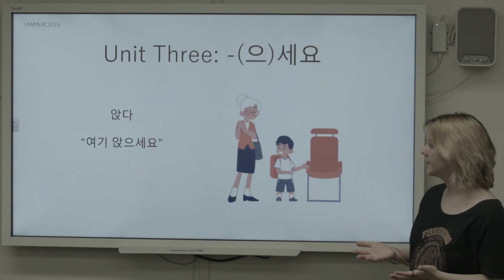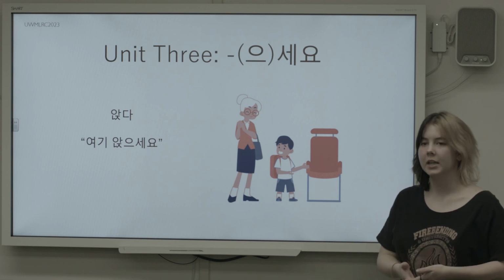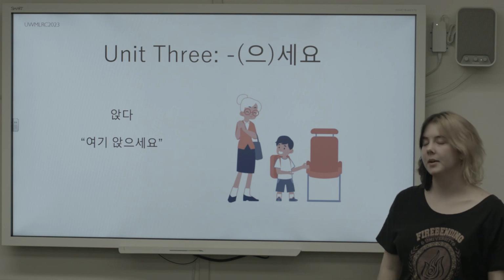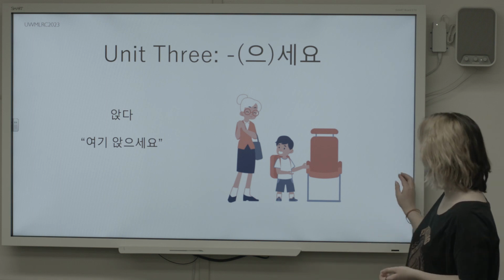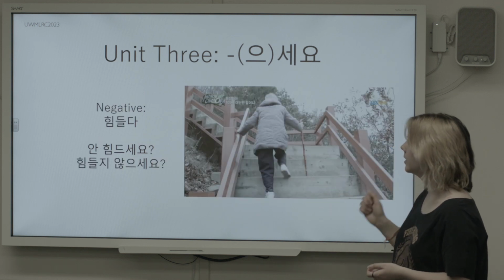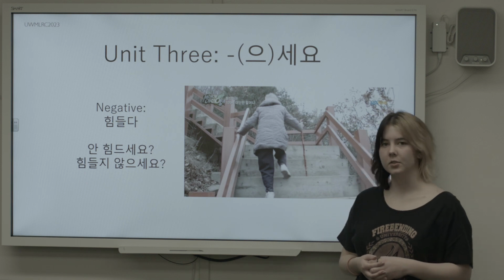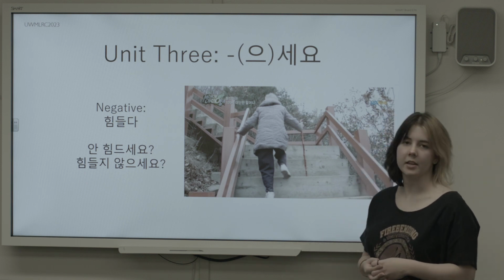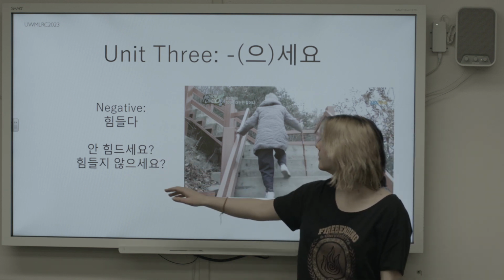앉다, to sit. If you are sitting on the bus and you want to be polite and offer an older person your seat on the bus, you can say 여기 앉으세요. Sit here. 힘들다, to be difficult. 안 힘드세요? Isn't it difficult? 힘들지 않으세요? 힘들지 않으세요? Means the same thing. These two have the same meaning.